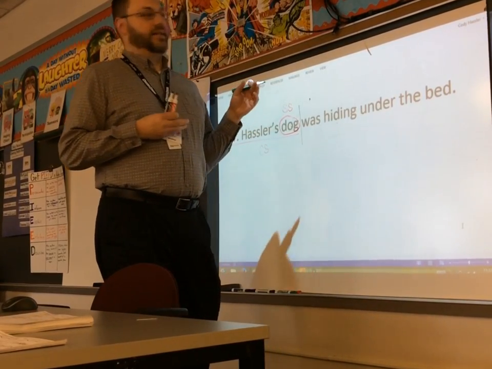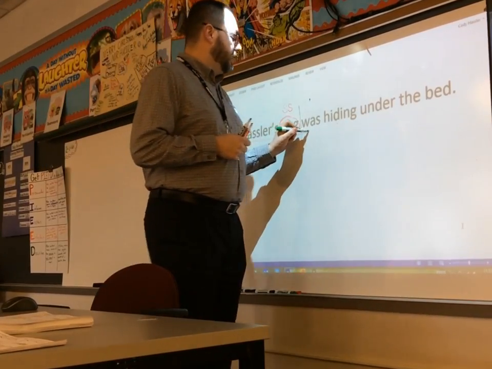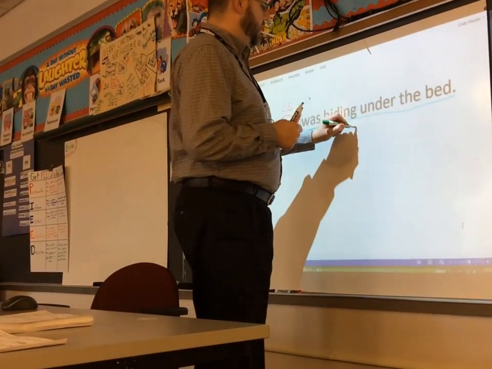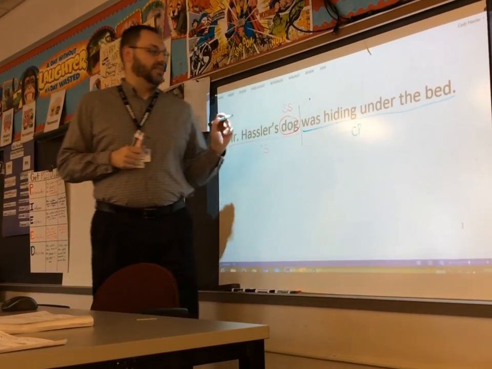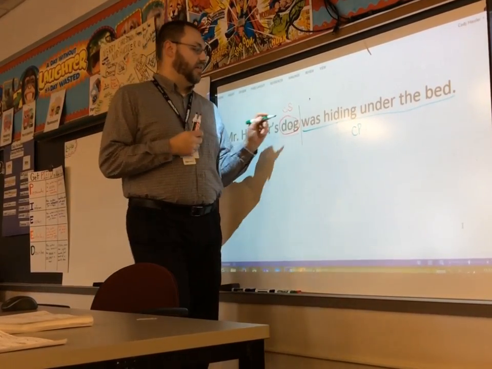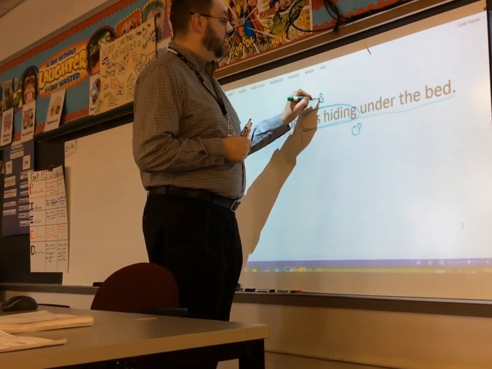Now, the predicate is a little bit different in this example. Let's underline the predicate first and label that complete predicate. What makes this one different, though, is this one has a linking verb along with a main verb, and that is was hiding. So this becomes our simple predicate.